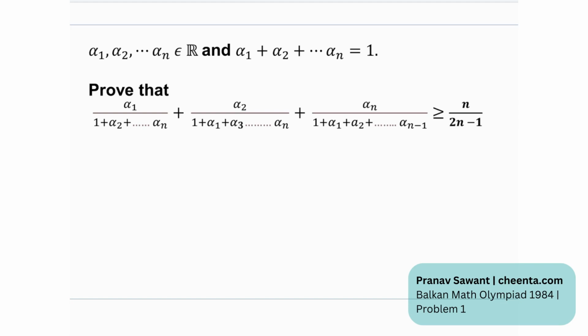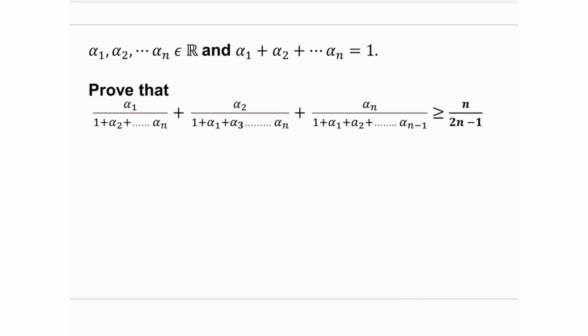So they've given to us that alpha 1, alpha 2, all the way up to alpha n are real numbers, right? And the sum of those numbers is equal to 1, which is very fascinating. So when you sum up all the alpha i, you get 1. And I should probably mention that these are actually positive reals. Okay, so they are positive reals and they sum to 1. Okay, amazing. And I need to prove this given inequality.